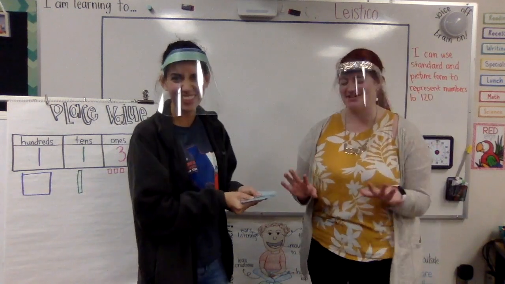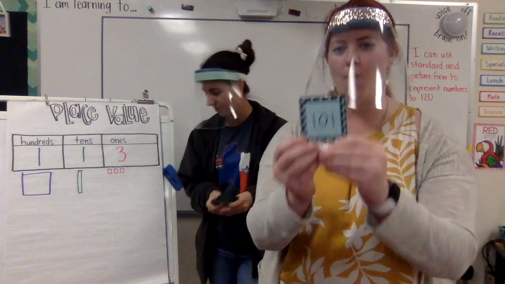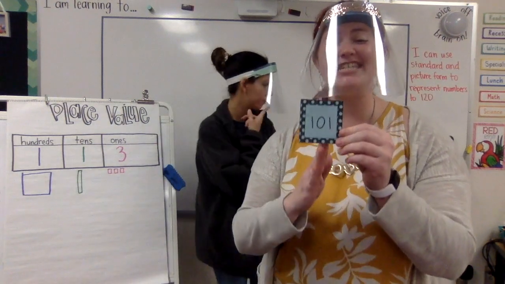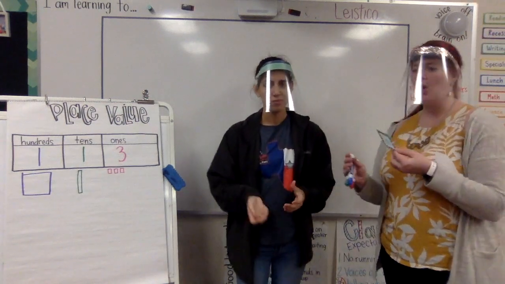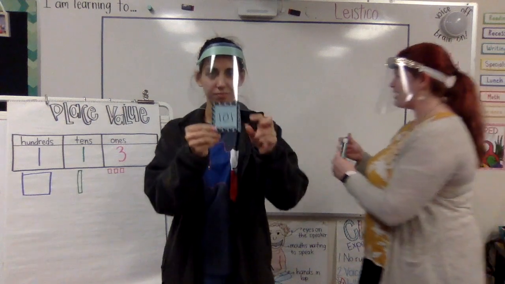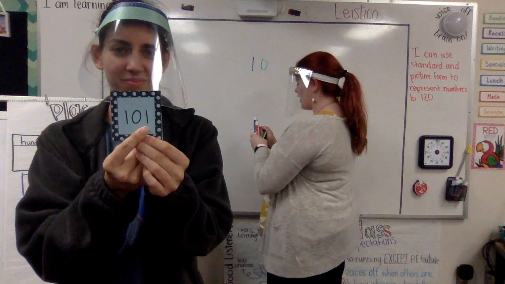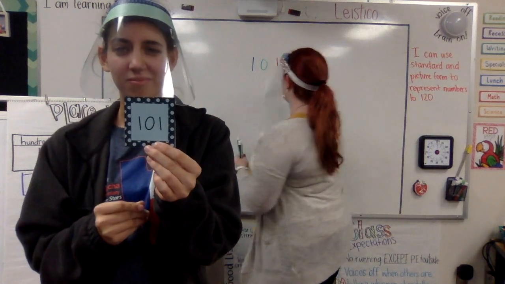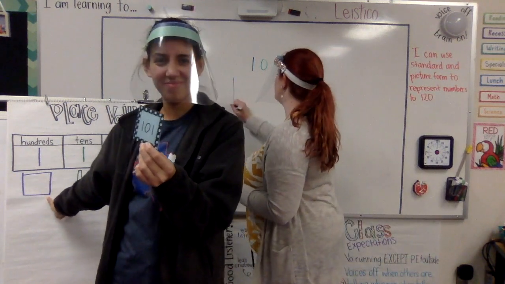Okay, it's my turn. I'm going to pick a card. 101. So this number in standard form is 101. So I'm going to write that number 101. Miss Lestico, will you hold that? So I have 101. Let's see. I can see that I have a 1 in the hundreds place. That means I need 100. So I'm going to draw one big square because I know that's a 100.